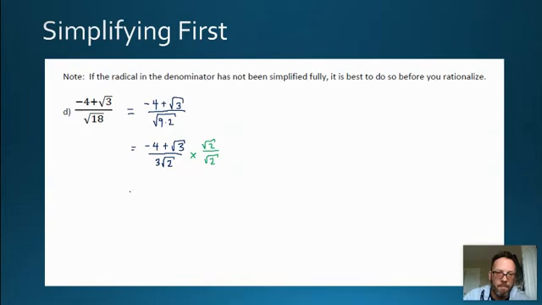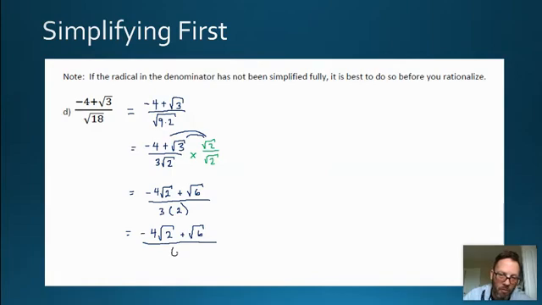On the bottom, let's do the top first, I guess. So we're using the distributive law. So what do we get? We get minus 4 times root 2, which can't be simplified. We get root 3 times root 2, which is root 6. That cannot be simplified. On the bottom, we get 3, and then root 2 times root 2 is 2. And I can simplify that. Negative 4 root 2 on top, plus root 6, all over 3 times 2 is 6.